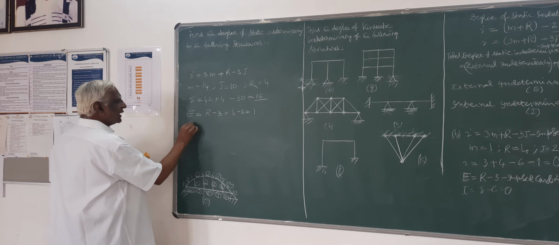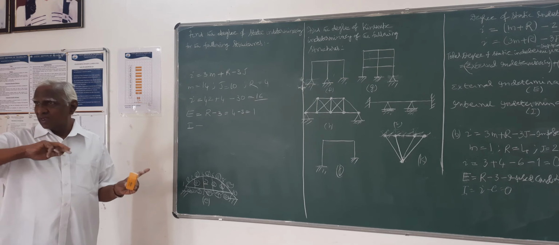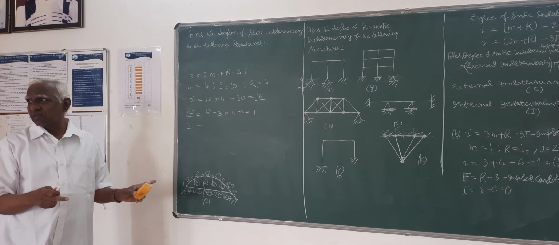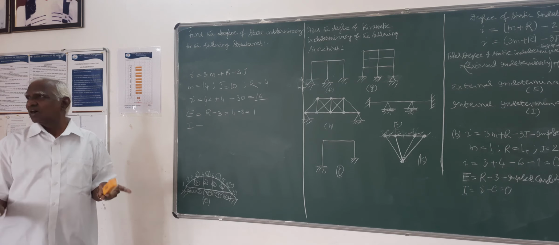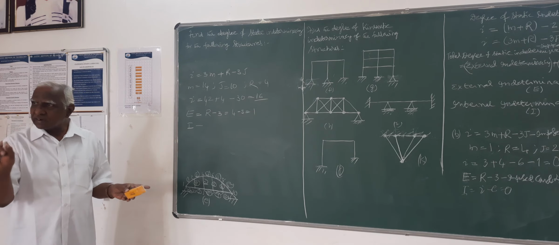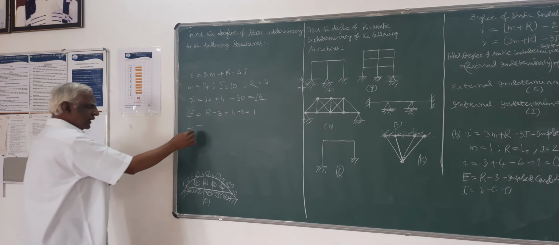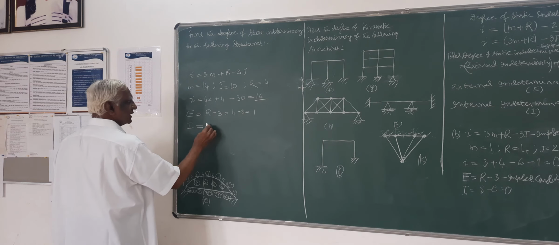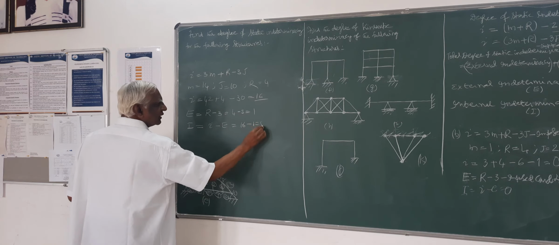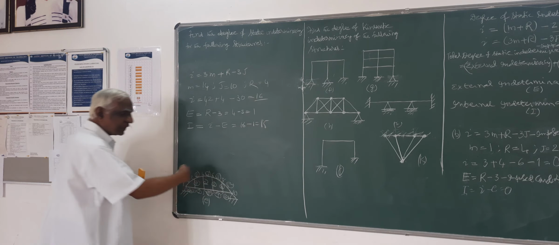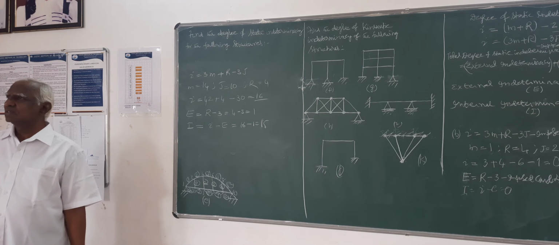Now the degree of internal indeterminacy, that is, internal member forces. Each member has three internal forces: axial, shear, and moment. There are 14 members, so 14 into 3, that is 42 unknown member forces. By considering equilibrium of all the joints, you cannot determine all the internal member forces. The internal indeterminacy is the total indeterminacy minus the external indeterminacy, which is 15. So 15 internal member forces you cannot determine by equations of statics.